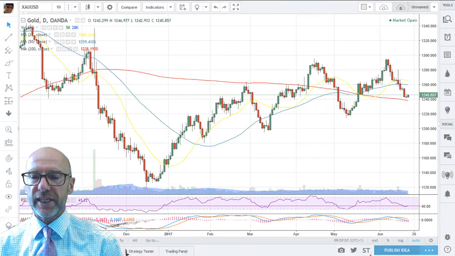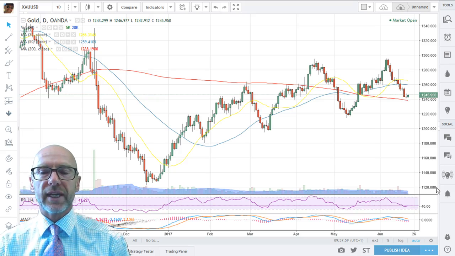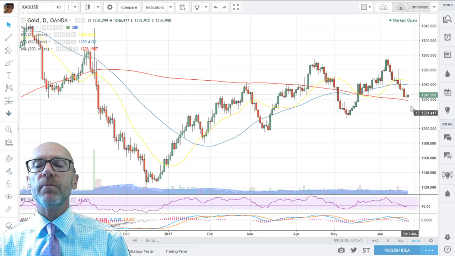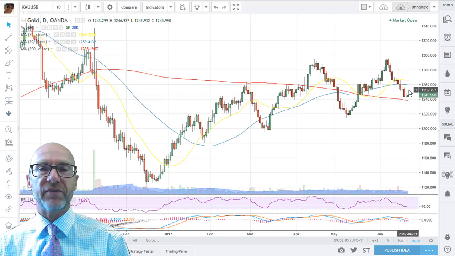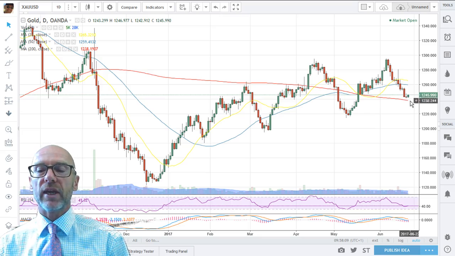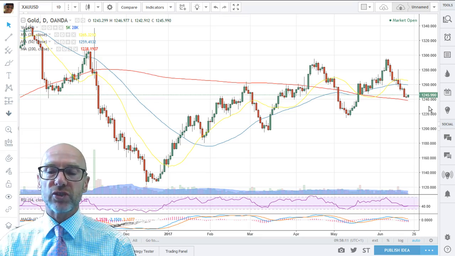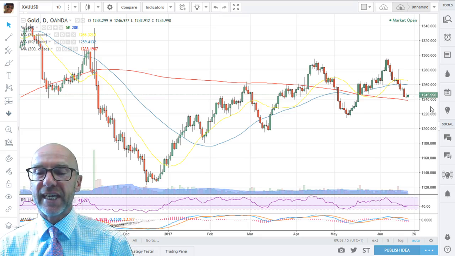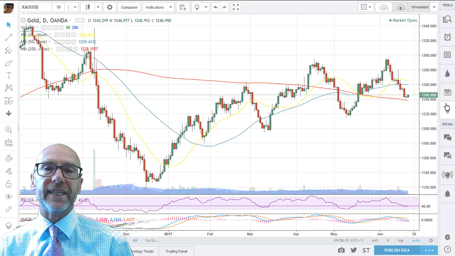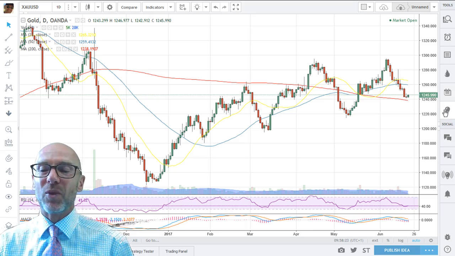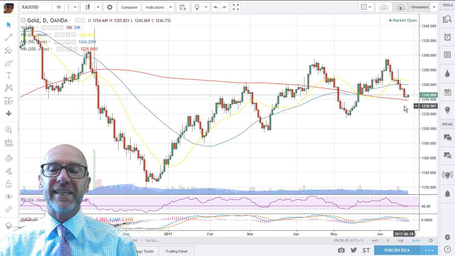So here you can see the daily chart on gold, and what you can see is that we've drifted down. We've come back below the 50-day moving averages. They've now rolled down and we are close to the 200-day. The 200-day is presently at 1238 and the index at 45.99, so 46. The 200-day is moving down.